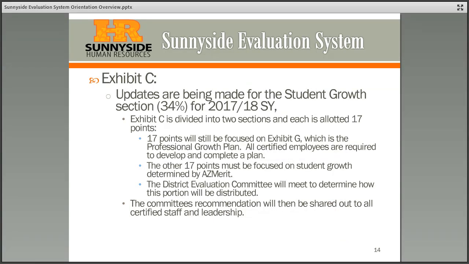As I shared, Exhibit C is currently being updated. It's worth 34%. Exhibit C was divided into 2 sections last year, and each section of Exhibit C is allotted 17 points. 17 points will still be focused on your Exhibit G, which is the professional growth plan. All certified employees are required to develop and complete a plan. The other 17 points must be focused on student growth and is determined by AZ Merit. The District Evaluation Committee will be meeting to determine how this portion will be distributed. Once the committee has a recommendation, it will be shared out to all certified staff and leadership.